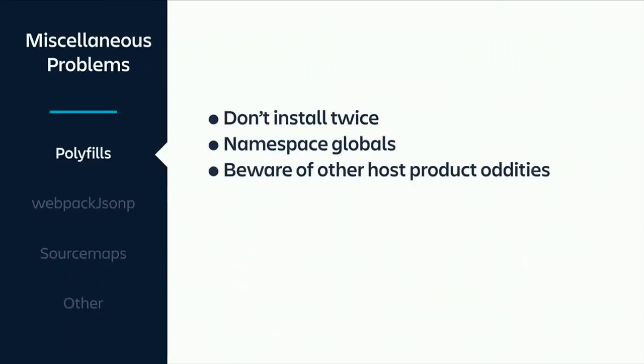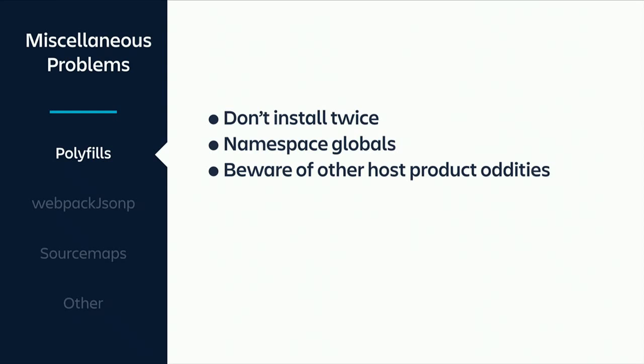Other issues you might encounter: polyfills. The first issue is don't install twice. Certain host apps, such as Confluence, automatically include Babel polyfills in certain more recent versions. You need to make sure you don't try to install it twice. And if you find it's installed, then don't install it again and hope that the base version of the polyfill that's included is sufficient for your needs. Be careful of globals you may create as well, because those have to be scoped to your app, and be particularly careful about third-party libraries and applications that may create globals without you knowing about them.